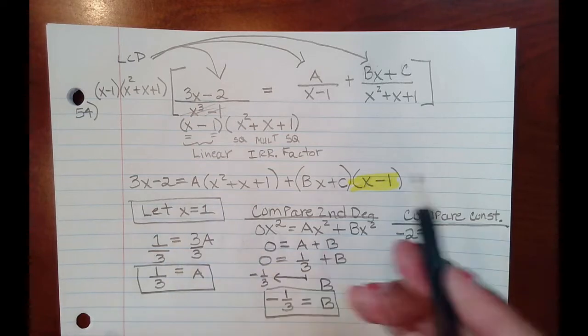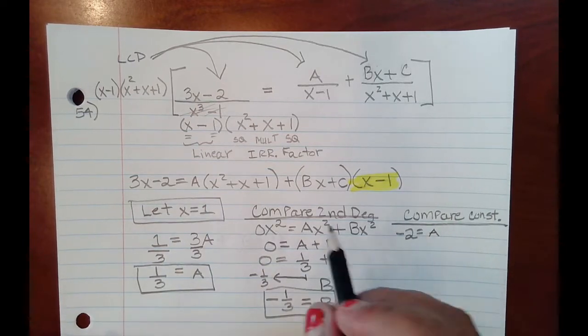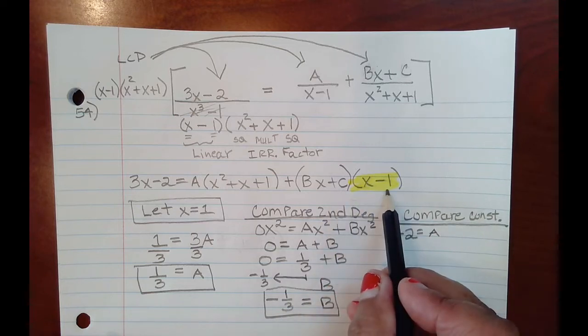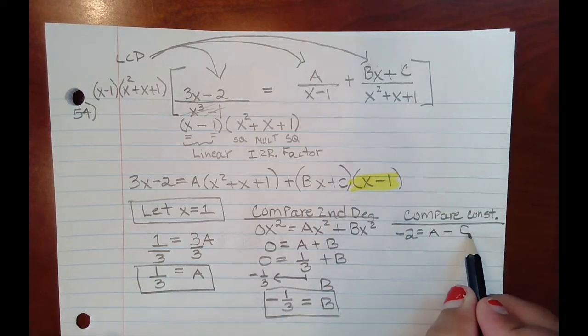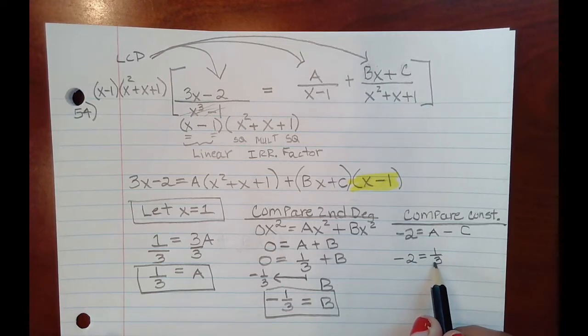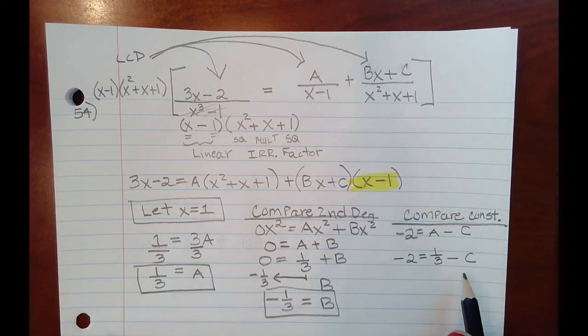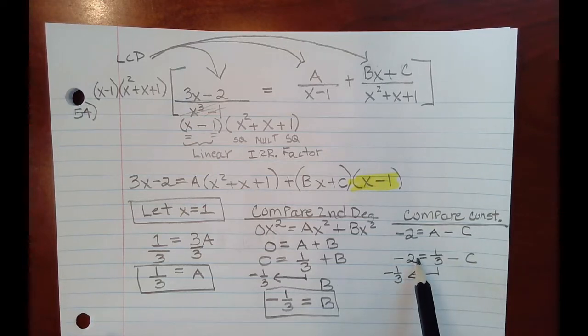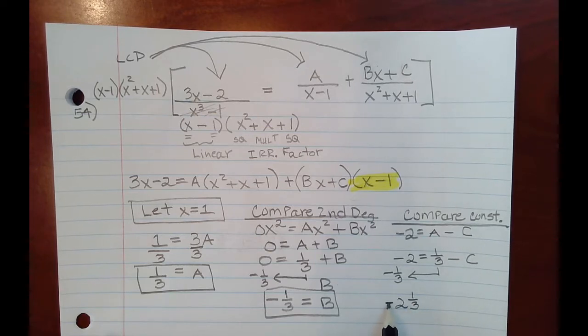On this side, 1 times A is the constant. In this product right here, you get the constant from the last product of the foiling process, which is -C. So it's -2 is equal to the A value minus C. If you're going to solve for -C, you need to bring this over here, at which point it becomes -1/3. -2 combined with -1/3, since they have the same sign, you just add them and attach that common sign.